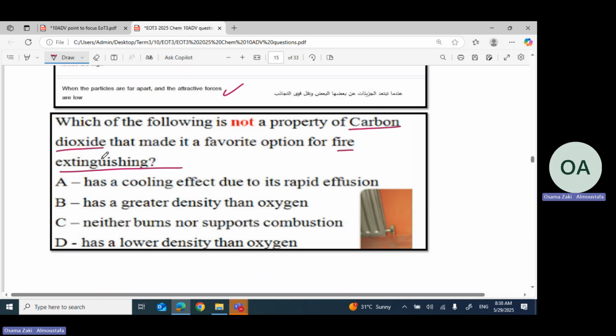Should have higher density than oxygen. Okay, so this is lower density than oxygen. So this is the option.